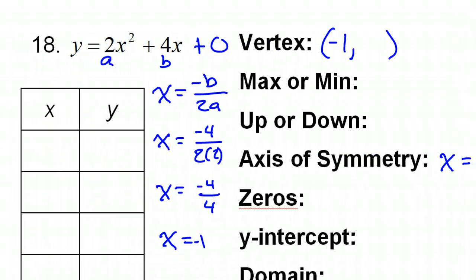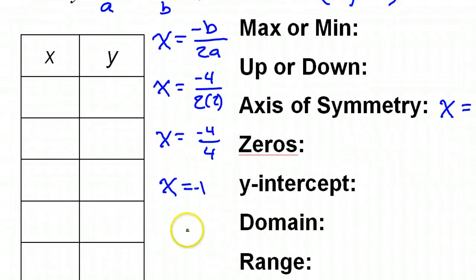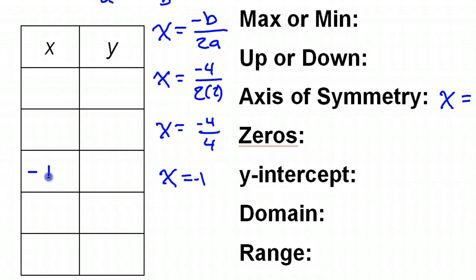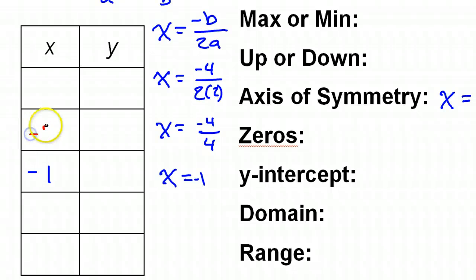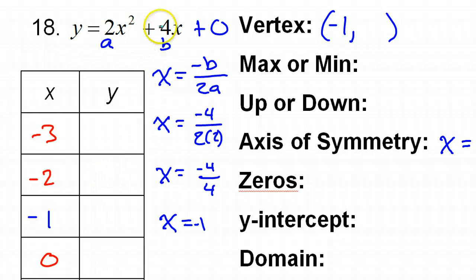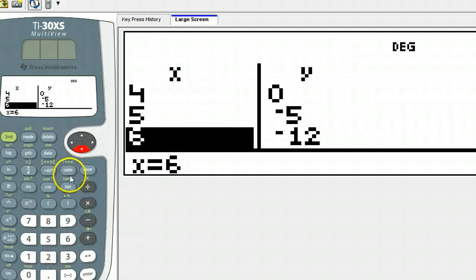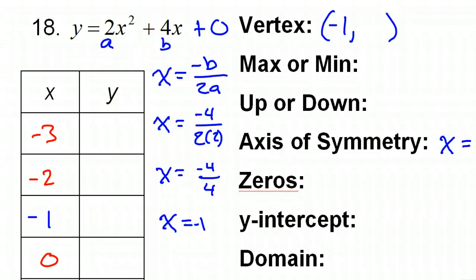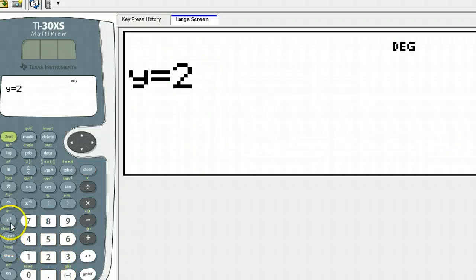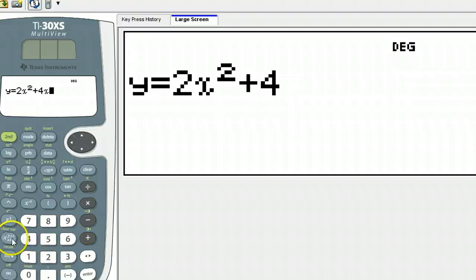Now, to get everything else, let's start by putting that negative 1 right in the middle of our table. The other values should be less than negative 1, negative 2, negative 3, and greater than negative 1, 0, and 1. To get the y values that go with them, let's put this in the TI-30 XS MultiView. So hit your table button, and then what do we have here? 2x squared plus 4x. So 2x squared plus 4x.